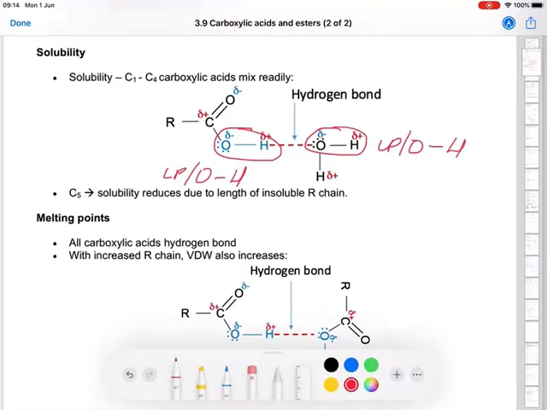So the carboxylic acids up to about carbon 4 are soluble in water. The thing that then eventually reduces their solubility is the length of this R group here. As that gets longer and longer, it interferes with the number of hydrogen bonds that can form, which of course then becomes insoluble.